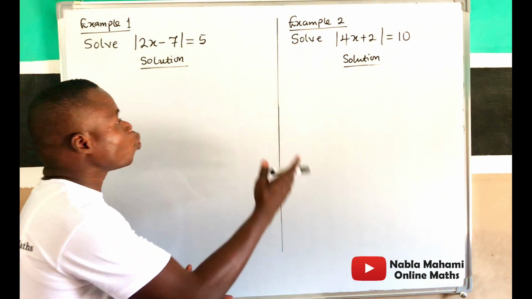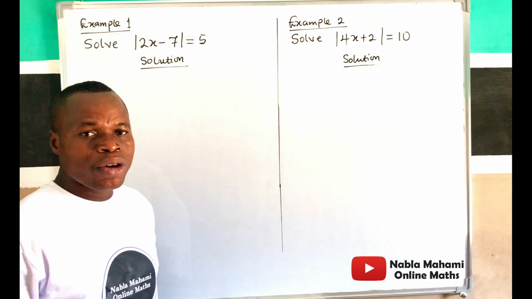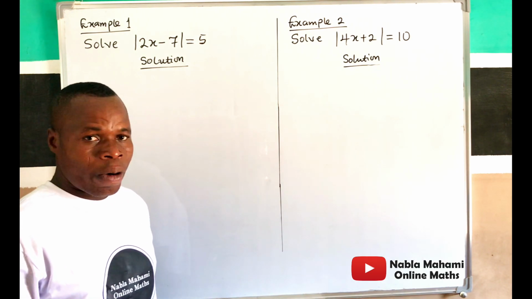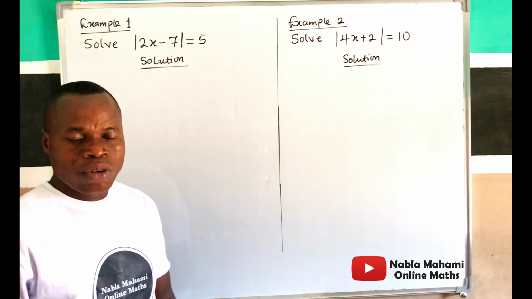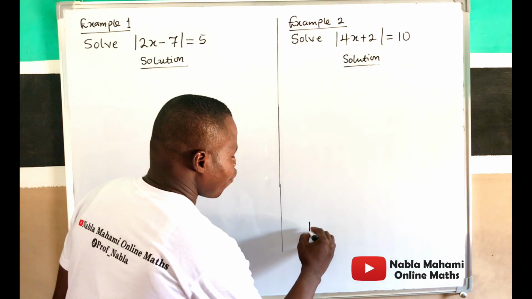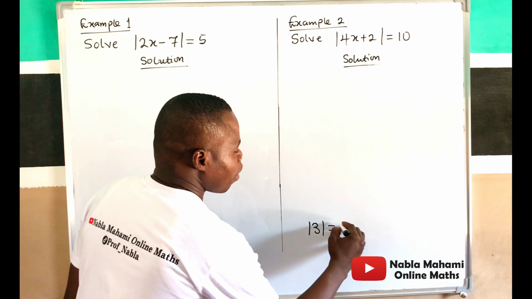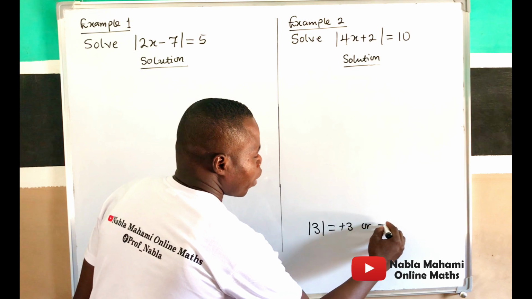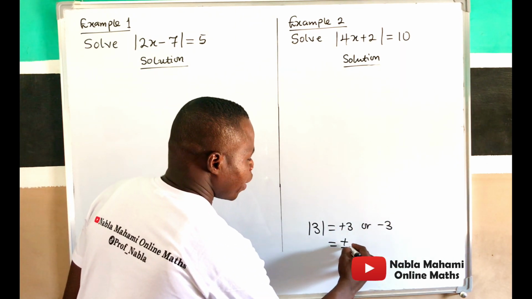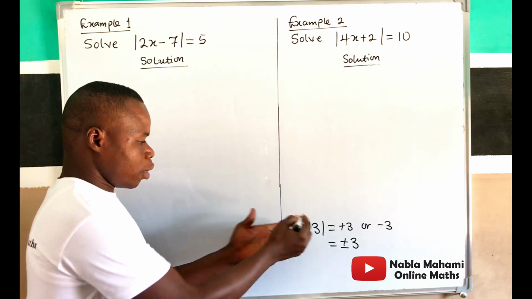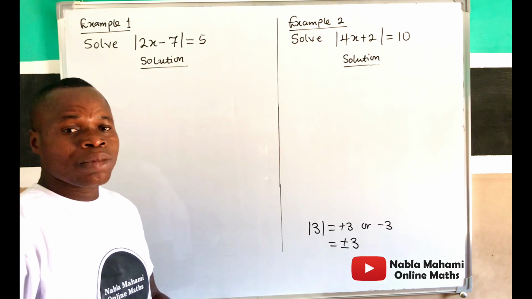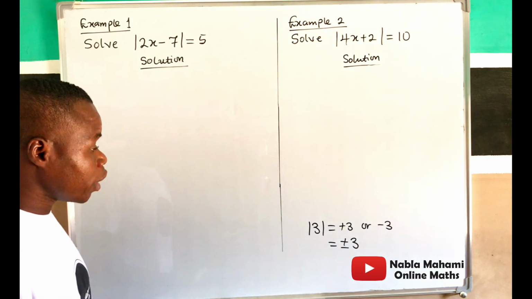Before we solve these two examples, let me explain the meaning of absolute in mathematics. In mathematics, the absolute of a number is either the positive or negative aspect of the number. For example, if I have absolute of 3, my answer can be plus 3 or minus 3. In short, we'll write it as plus or minus 3. So this is the meaning of absolute in mathematics. If I have, let's say, absolute of 7, my answer can be plus 7 or minus 7. That's just what absolute means in mathematics.